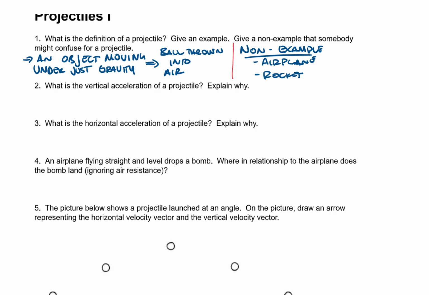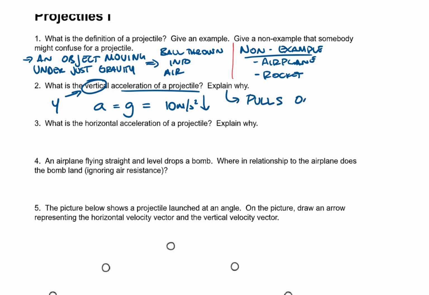What is the vertical acceleration of a projectile? The vertical direction is the y direction. The vertical acceleration of a projectile is gravity, or 10 meters per second squared, down. This pulls the object down in the y direction. That's what's going on in the y direction.